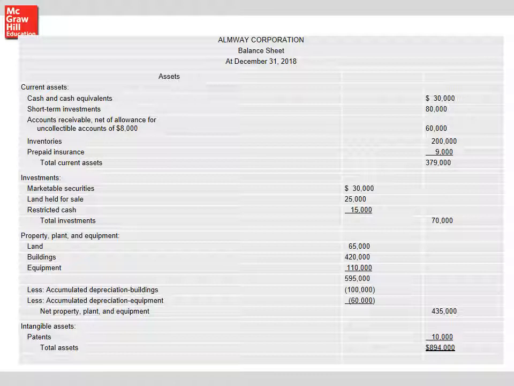Property, plant, and equipment. Well, the land, remember, is $25,000 less than the account balance, so it's at 65,000. Buildings are 420, and equipment is 110. We could then subtract the total accumulated depreciation, or each one separately, to get net property, plant, and equipment of 435,000. The company has an intangible asset, patents. Its balance is 10,000, and there's no changes to it. Add up the 4 categories there: current assets, investments, property, plant, and equipment, and patents to get 894,000.